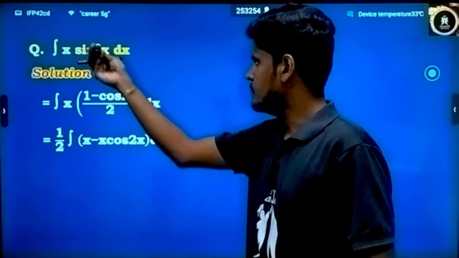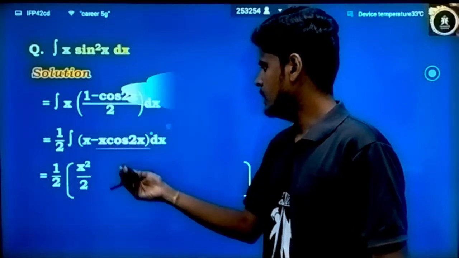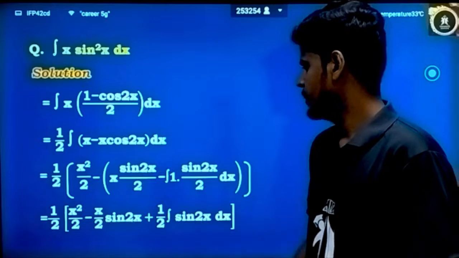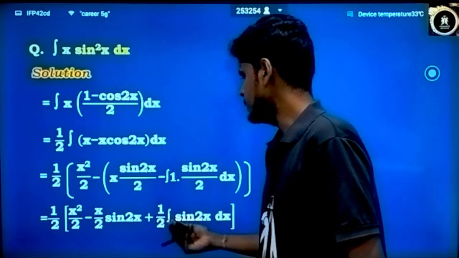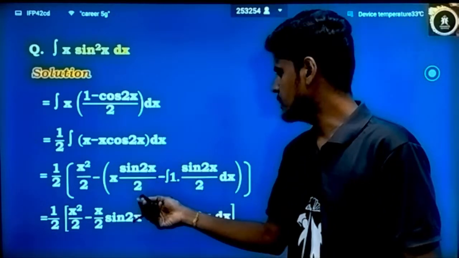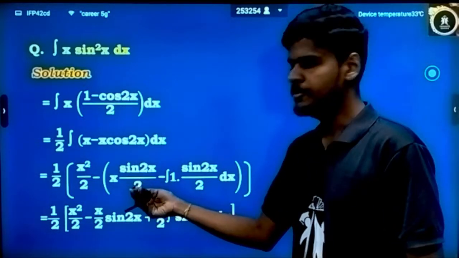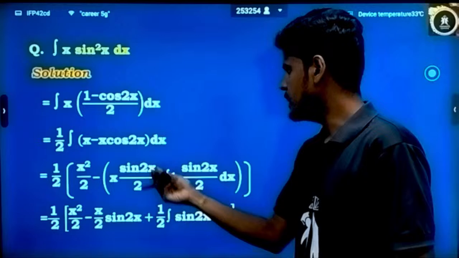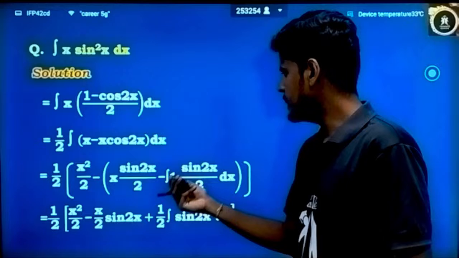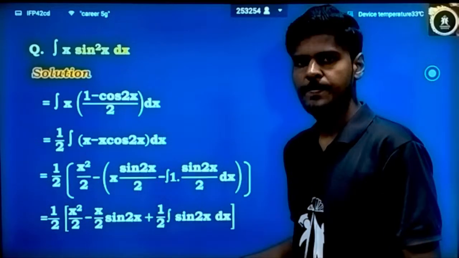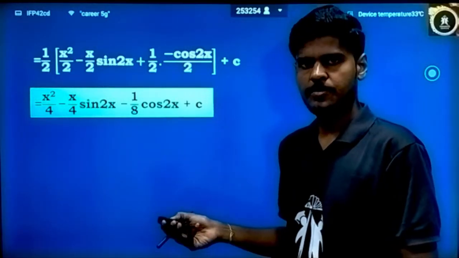So what we need to do? First, convert this sin square x into simpler terms and then integrate. This is 1 minus cos 2x by 2. So finally we will divide this and find the integral of separate terms. So 1 by 2 into x square by 2 minus x into the integral of the second function, that is sin 2x by 2, minus the integral of the derivative of the first function, that is 1, the differentiation of x is 1, into the integral of the second, that is sin 2x by 2, plus c. So the final answer comes out to be this.